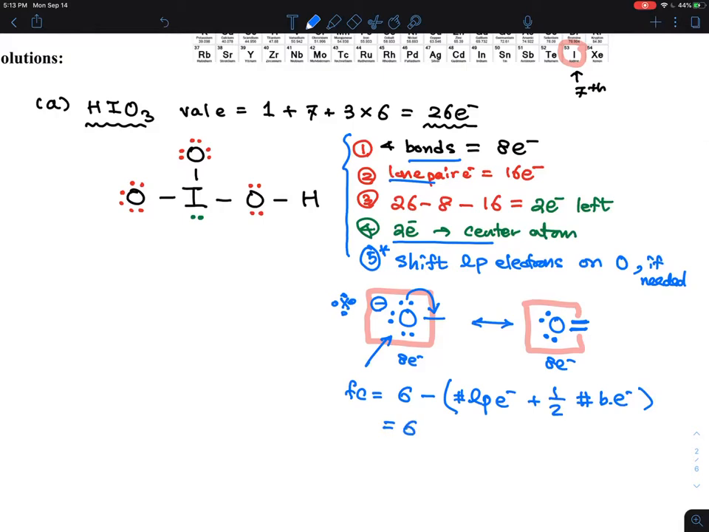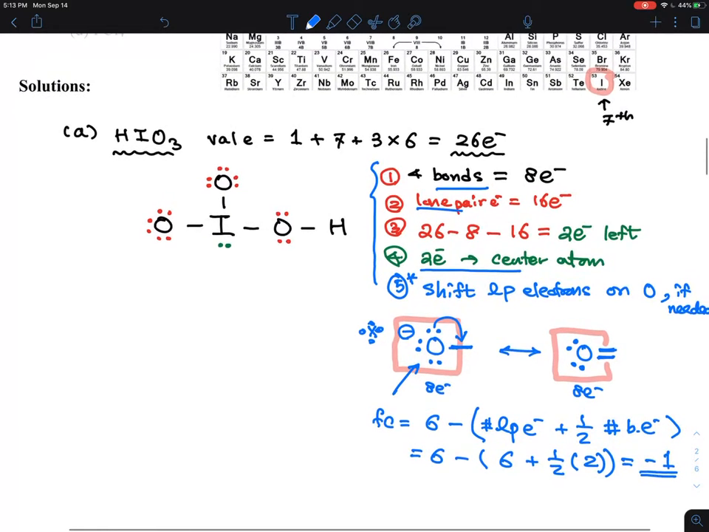So 6 is the valence electrons. How many lone pair electrons? 6. And half of the bonding electrons: this one has a bond, there are 2 electrons, so 1. This will make it 6 minus 7. That's a -1. That makes a -1 formal charge. So therefore, this one has a formal charge of -1. Okay.